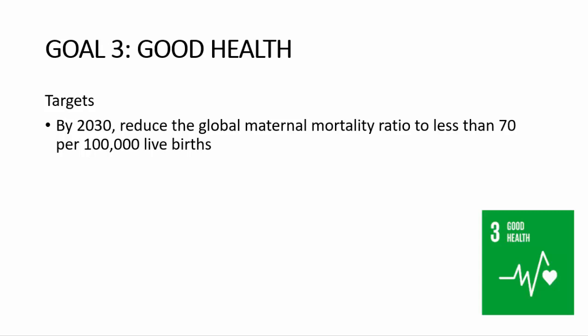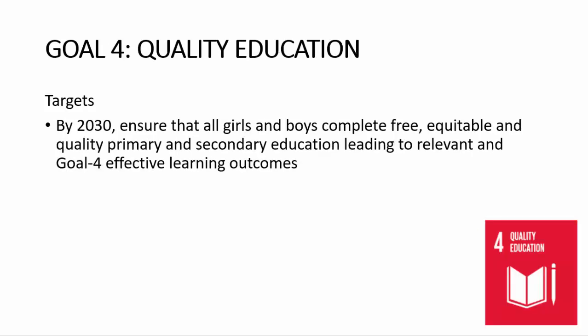Goal number three, good health. By the way, these targets I'm presenting to you, there are different targets. I just chose one. We are just sampling in today's presentation. On their website, there are so many targets under each goal, so I just chose one from each goal. It says by 2030, reduce the global maternal mortality ratio to less than 70 per 100,000 live births. Goal four, quality education. By 2030, ensure that all girls and boys complete free, equitable, and quality primary and secondary education leading to relevant and effective learning outcomes.